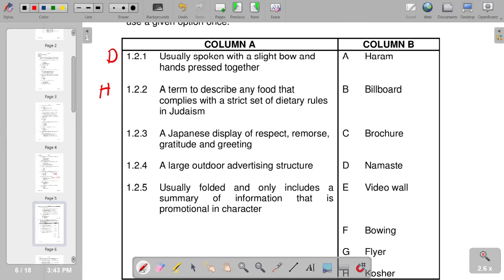Then a Japanese display of respect, remorse, gratitude, and greeting. It is obviously bowing, which we have on F. Then a large outdoor advertising structure. We have got billboard. Usually folded and only includes a summary of information that is promotional in character. We've got the brochure, which we have on C. So this is all what we have on this section.